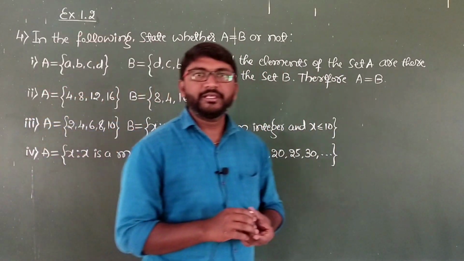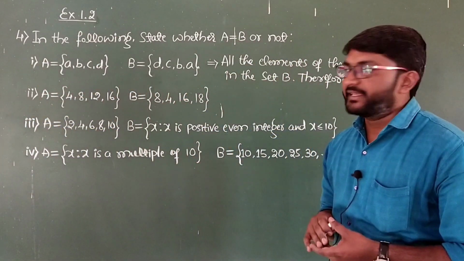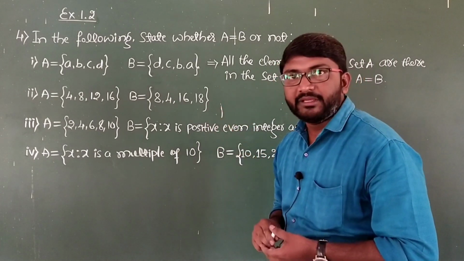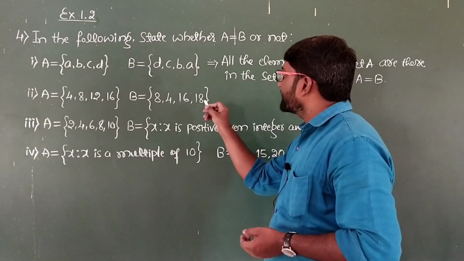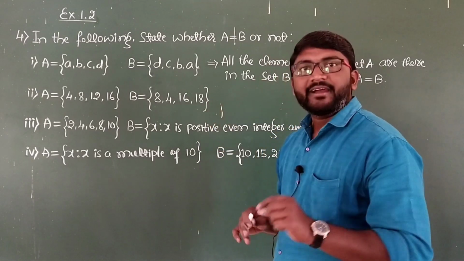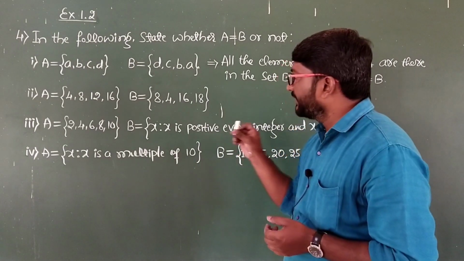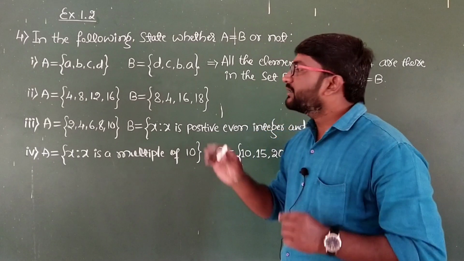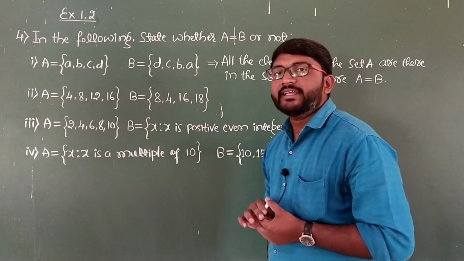So let us move on to the Roman number 2, second case. A equal to {4, 8, 12, 16} and B which is equal to {8, 4, 16, 18}. So observe the elements of the set A and the elements of the set B. Here 12 belongs to the set A but 12 does not belong to the set B.